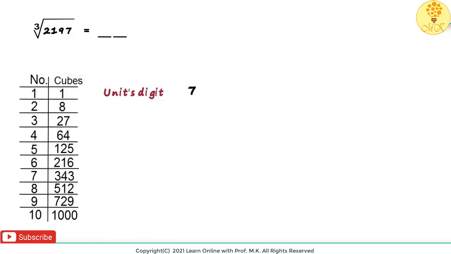So we take the number from the first column corresponding to it and write it in the units place of the answer. The number corresponding to 27 is 3. So we write 3 here. So the first step directly gave us the units digit of the answer. Remember, the answer is the cube root of 2197.